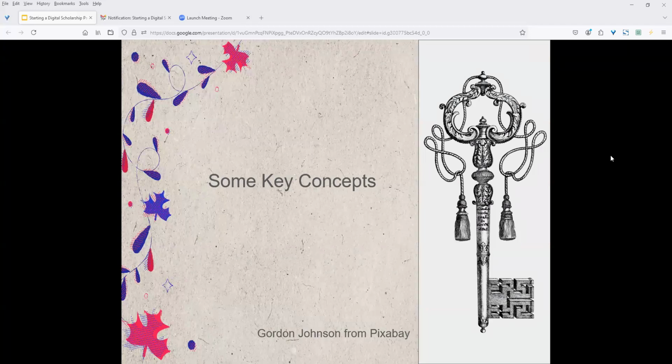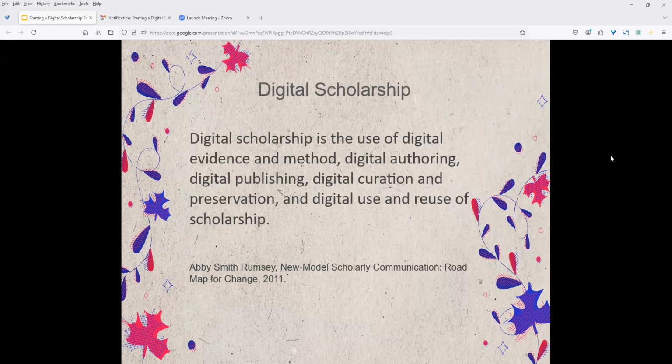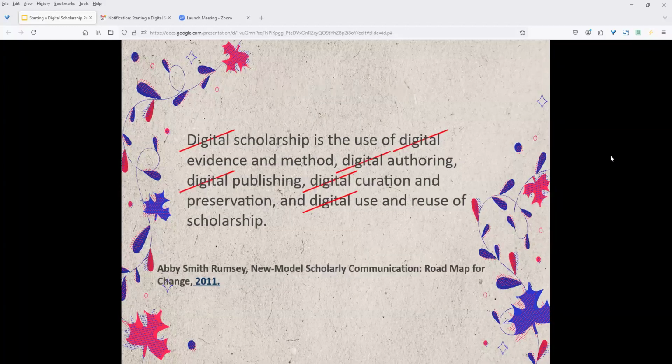Before we get going, just some very quick key concepts to talk about. Specifically, digital scholarship. It's been around for a few years now. People have been talking about it for around 20 years, I guess, but it's only been the last 10 years or so that people have started really thinking about it. So if you think about digital scholarship, it's the use of digital evidence and method, digital authoring, digital publishing, digital curation and preservation, and digital use and reuse of scholarship.